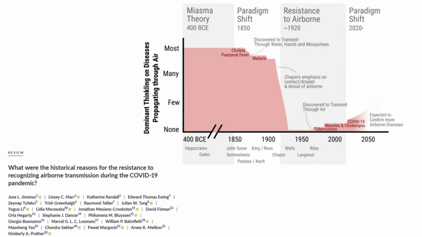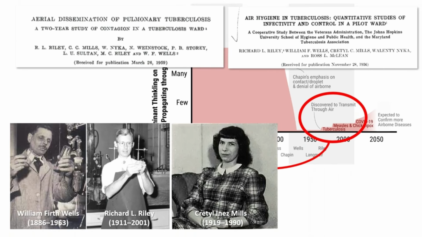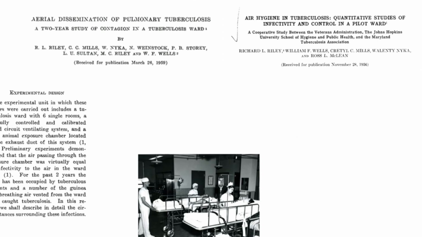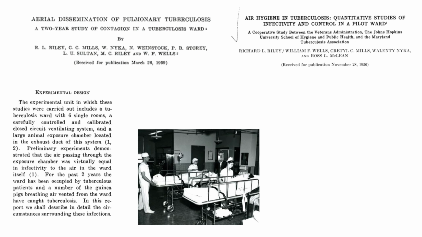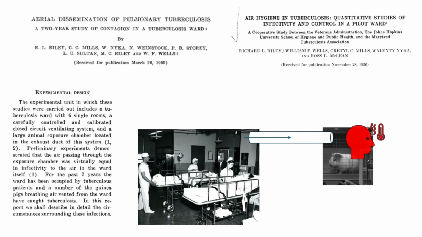Prior to the 1950s, it was largely thought that diseases weren't actually transferred through the air. Now, this all changed with the Wells-Riley tuberculosis study. In their study, a system was set up at the VA hospital in Baltimore where the air from a TB ward was directed into a separate room that housed 150 guinea pigs. What they found is that the guinea pigs were infected through the air.